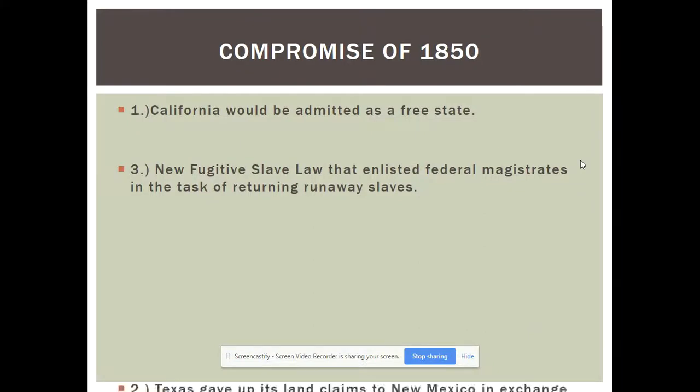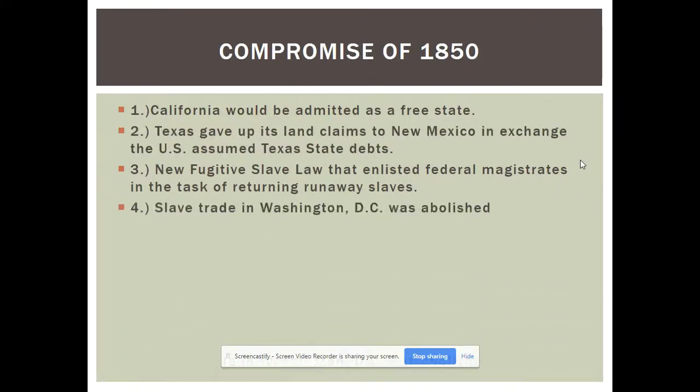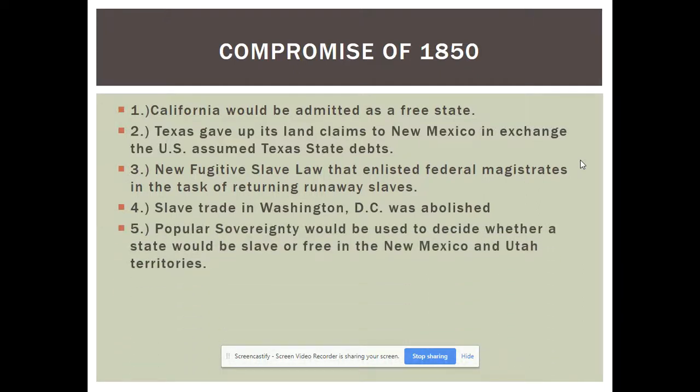Okay. So it's going to consist of 5 parts. Two of them are going to benefit the North. Two are going to benefit the South. It is a compromise. And one of them is unrelated to the North or the South. It just deals with Texas. All right, so let's look at what the North is going to get. First, California is going to be admitted as a free state. No slavery in California. California does not fight for the Confederacy during the American Civil War.